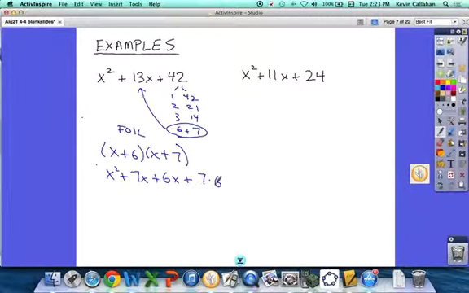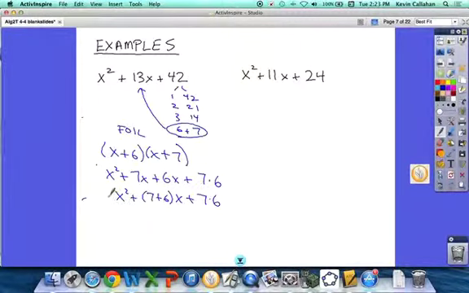Right? And then how is it that we combine like terms? You add the coefficients, right? So I'm going to write this like this. x squared plus (7 plus 6) times x plus 7 times 6. Right? That's why we go through that thought process. What are the two numbers that when you multiply them, you get this number, and when you add them, you get this number? That's the work that we do all the time.